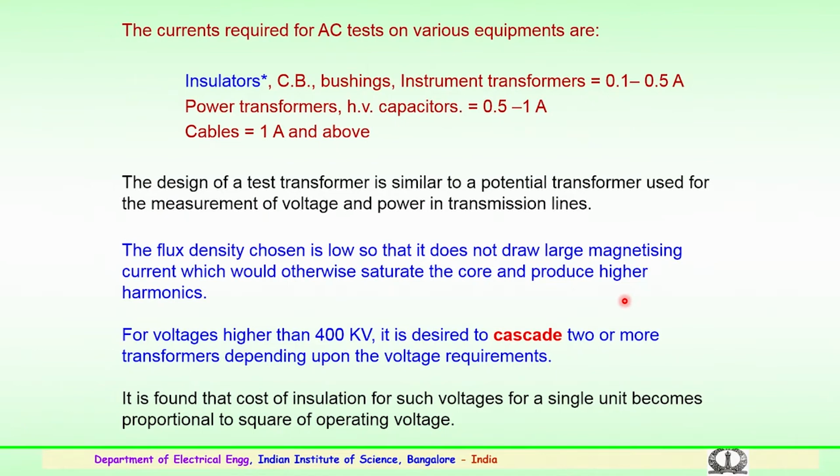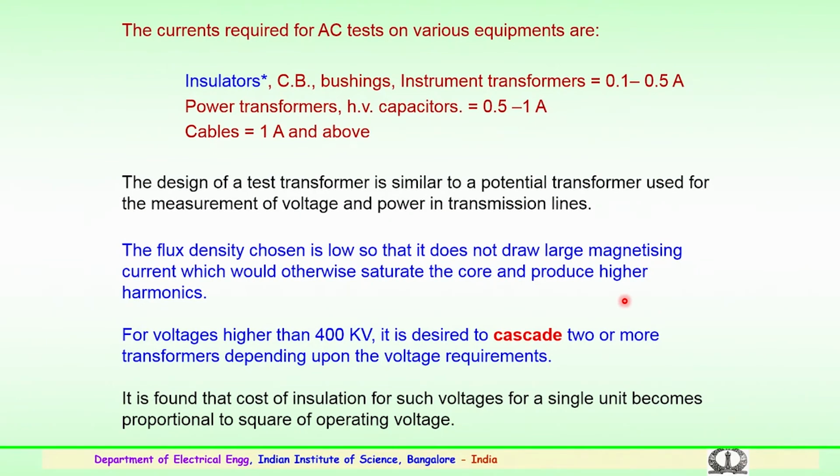The design of a test transformer is normally similar to a potential transformer, which is used for the measurement of voltage and power in the transmission lines or in the substations. The important point is that the flux density chosen is low, so that it does not draw a large magnetizing current. This would otherwise saturate the core and produce higher harmonics.